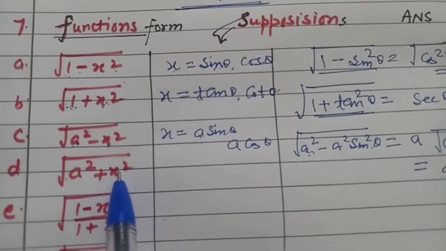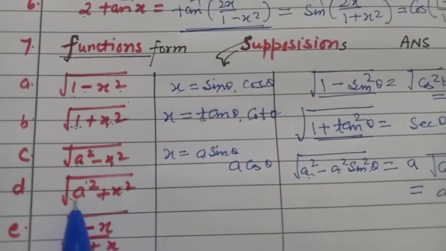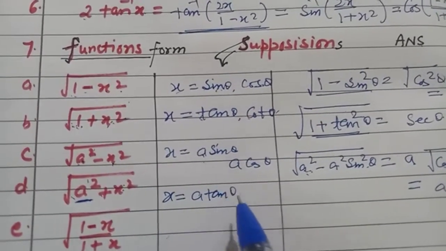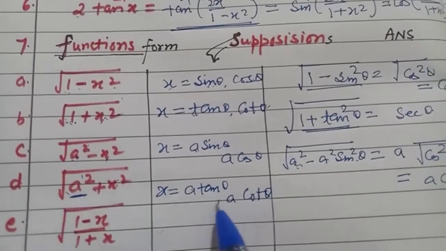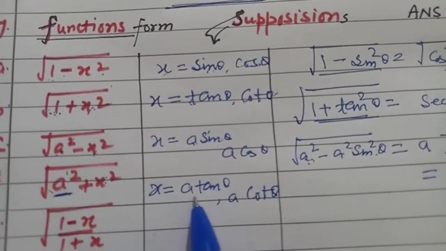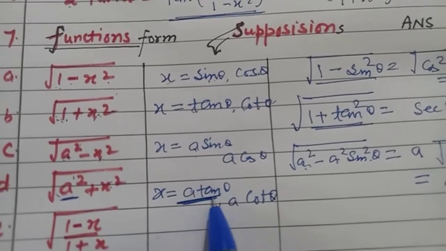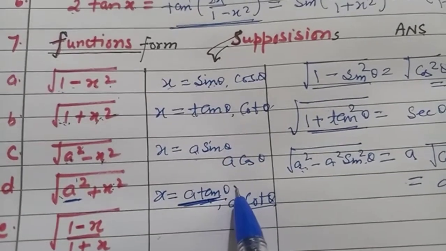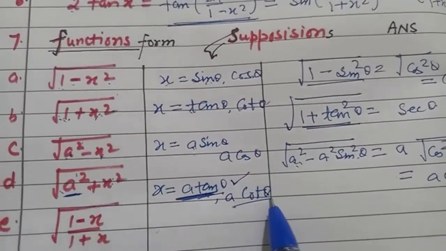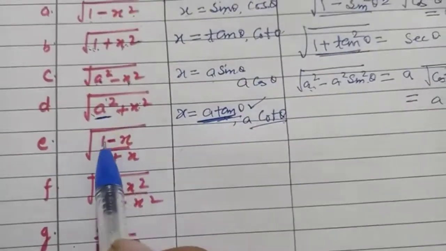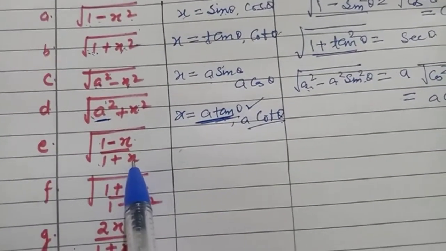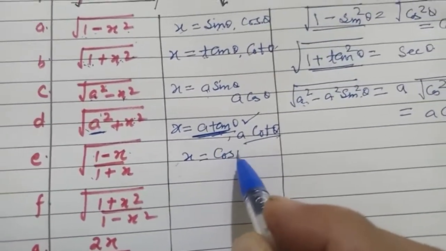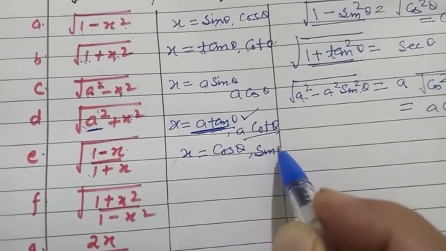Similarly for this, a square plus x square is here. So because of this particular a, we'll take x equals a tan theta or a cot theta according to our requirement. You have to judge yourself about the supposition. Either you have to take tan theta or cot theta, because one will make the calculation easy and the other will make the calculation difficult. If it is 1 minus x, 1 plus x, both are here, then our supposition would be x equals to cos theta or sine theta, both will work.